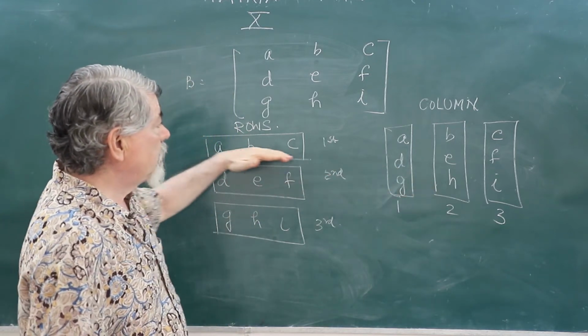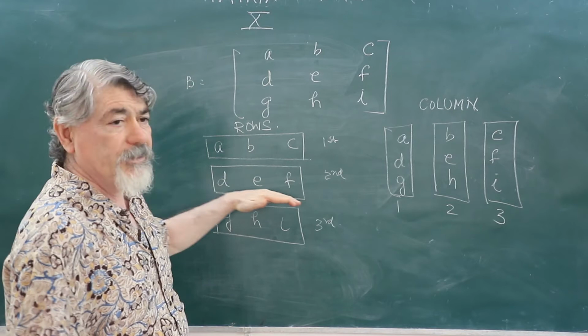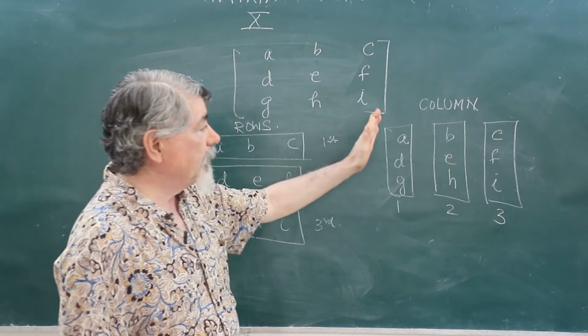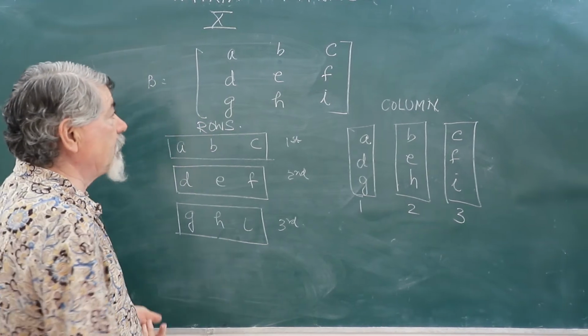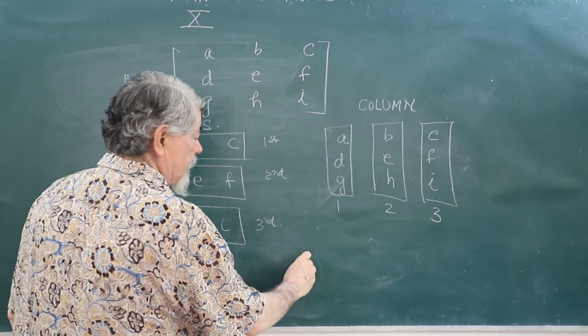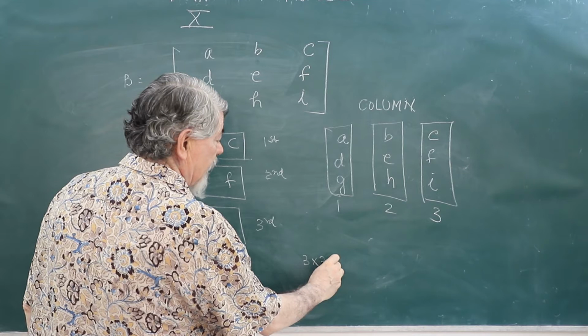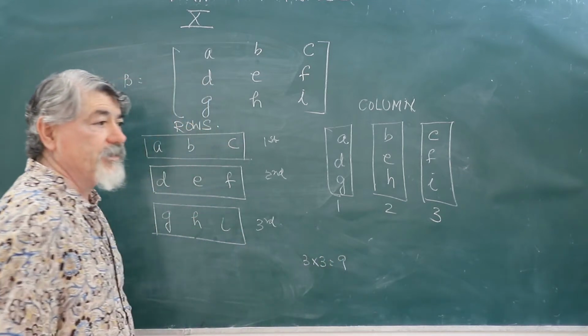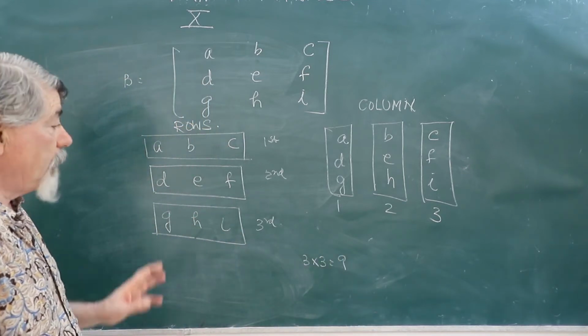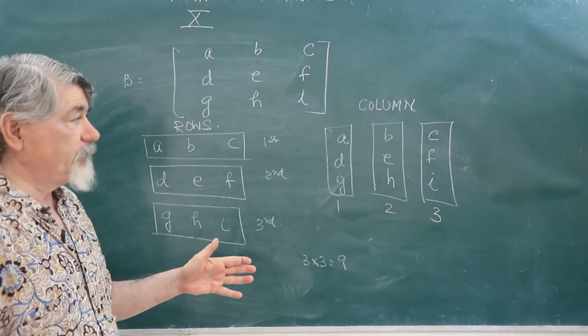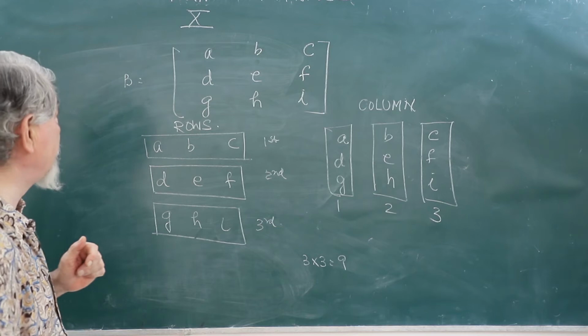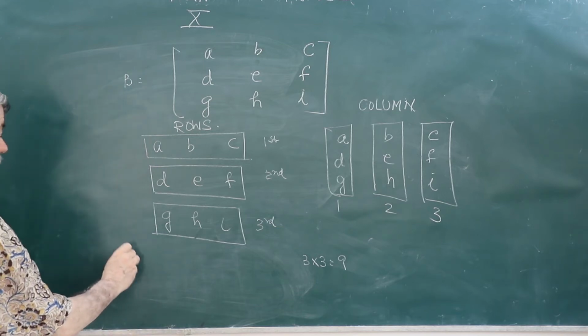Rows are horizontal arrangements of numbers. Vertical arrangements of numbers are columns. And again, if I multiply the number of rows into the number of columns, I will get the number of elements in the matrix. But now let us look into the order of the matrix, which is very important to understand.